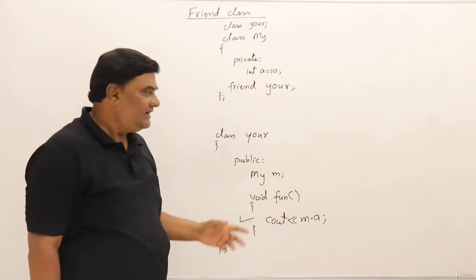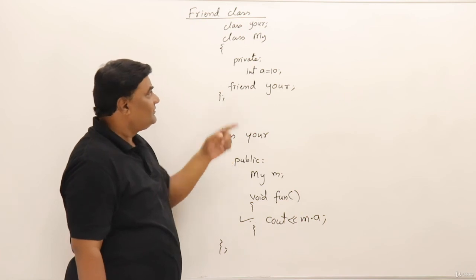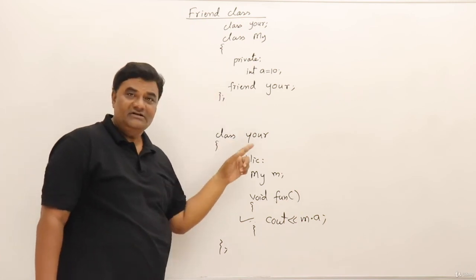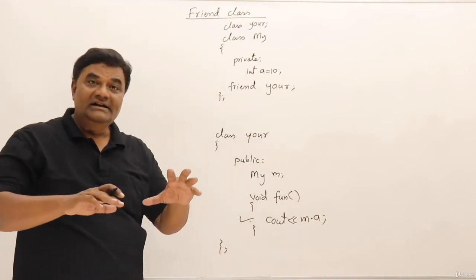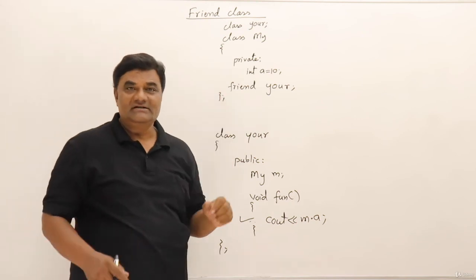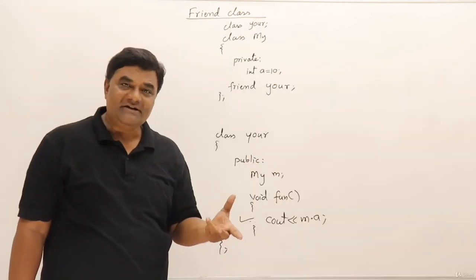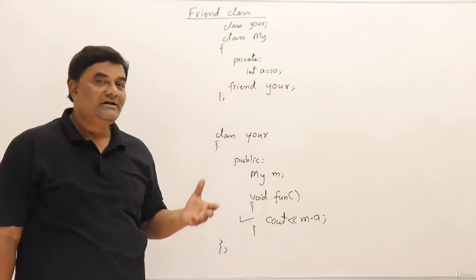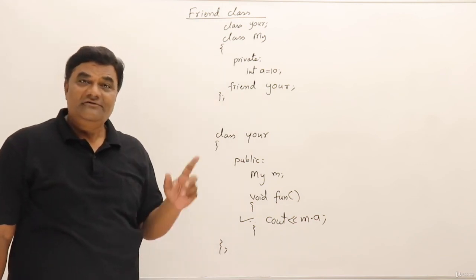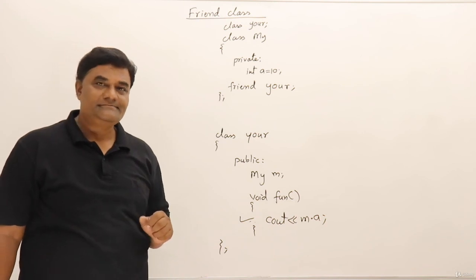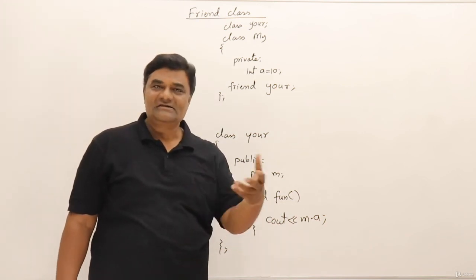This is useful in container classes. Like this class is having an object of that class. So this class, your class, we can call as a container of objects of my class. So in container classes, if they want to access private members or protected members, then we can declare them as friends inside those classes. That's it. Let us try this and see.